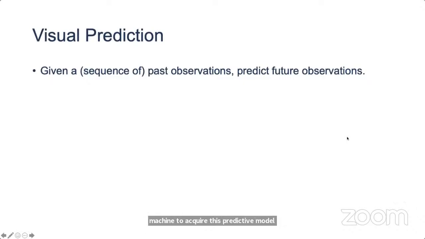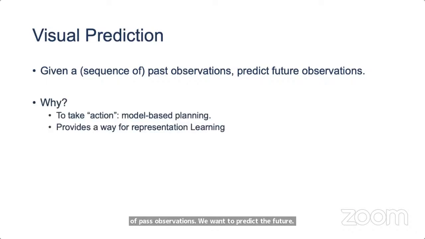So in this talk, we are going to introduce how to allow machines to acquire this predictive model. Specifically, we want to train deep models for visual prediction. The task of prediction is, given a sequence of past observations, we want to predict the future observations. So why is the task interesting or useful? The first reason is that once we have a predictive model, we can allow the robot to perform model-based planning. The robot can just perform planning by enumerating multiple actions and selecting the best action before interacting with the environment. And prediction is also a very natural way to learn visual representations.